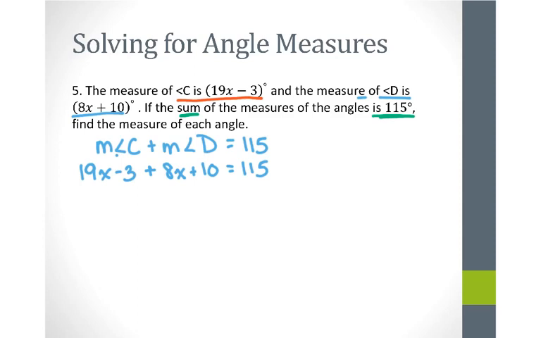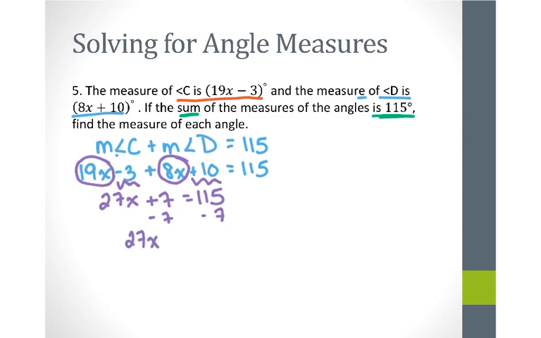So what you're going to have to do is first combine your like terms. So 19x and 8x is 27x. And then you have negative 3 and positive 10, which is positive 7, is equal to 115. Keep solving, so subtract 7, you get 27x is equal to 108. So now you have a one-step equation, divide by 27, and you get x to equal 4.